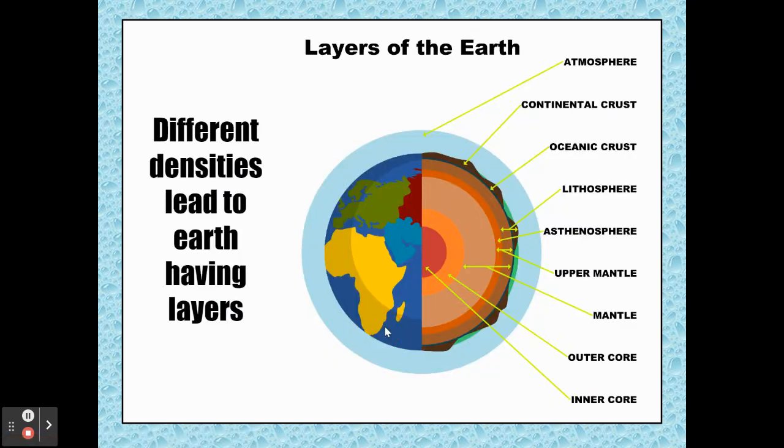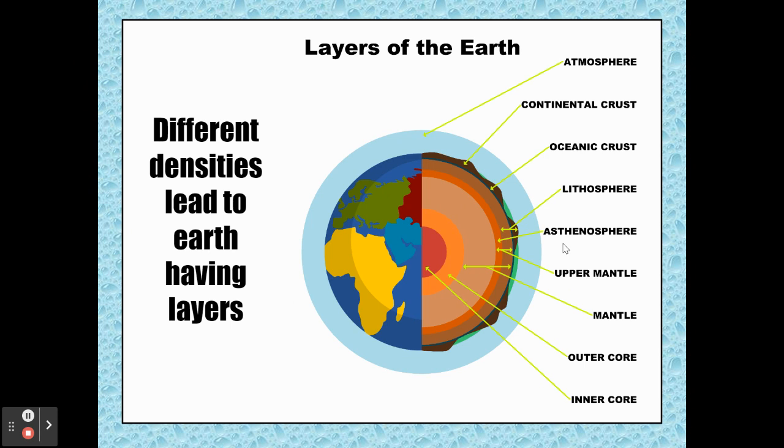All right, what about layers of the earth? We talked about pressure in the atmosphere and how the density changes in the atmosphere and the air around you. Well, what about the layers of the earth? There too, we have different densities occurring. So there are different densities that lead to the earth having different layers.